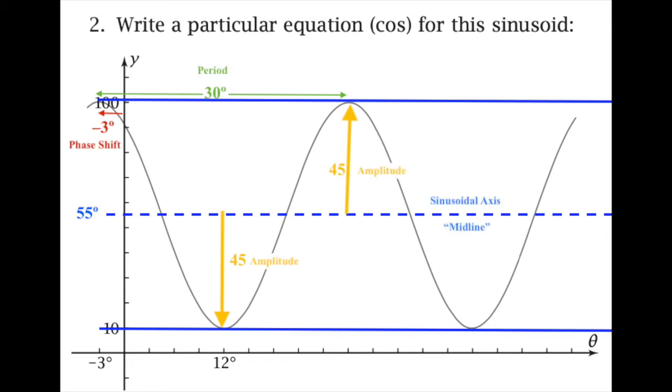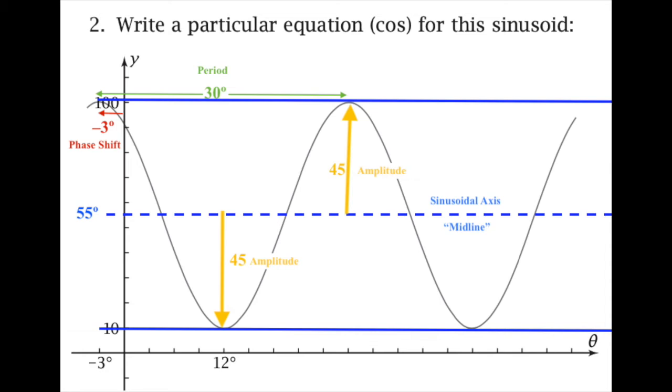Now what we're going to do is give names to those measurements. The midline, I've already mentioned, is the sinusoidal axis or the midline. The period is the distance from one point on the curve to the same point in the next cycle on the curve. That's called the period. The amplitude is the distance from the midline to the maximum or to the minimum. And the phase shift is actually the horizontal translation, in this case, to the left 3 spaces.